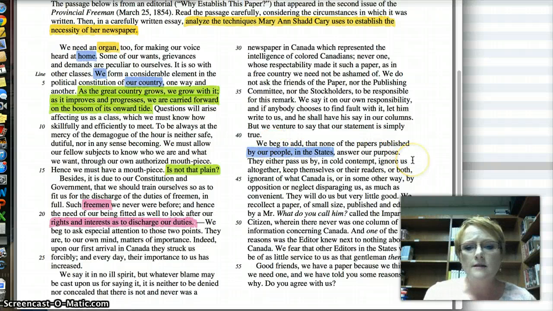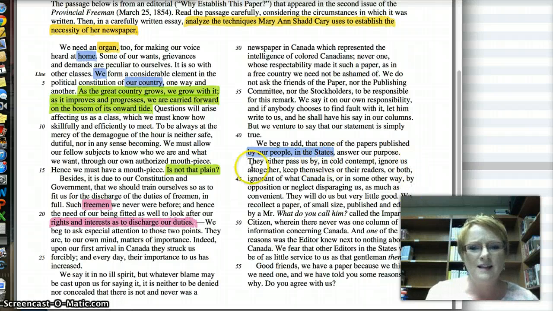They either pass us by in cold contempt, ignore us altogether, keep themselves or their readers, or both, ignorant of what Canada is, or in some other way, by opposition or neglect disparaging us as much as convenient. They will do us but very little good.